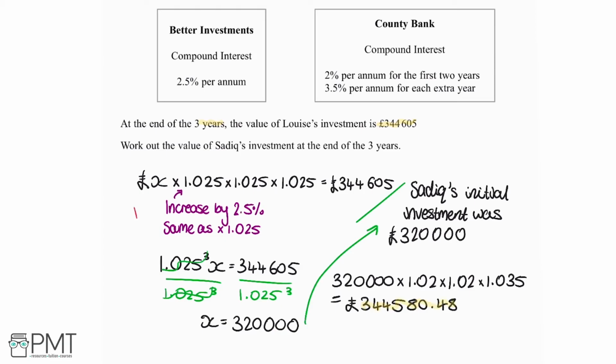We get 1 mark up here for starting the process of working out what the initial investment amount was. We get a 2nd mark here for working out what the initial investment amount was. Then we get 1 mark for working down here, and a final mark if we get the correct answer.